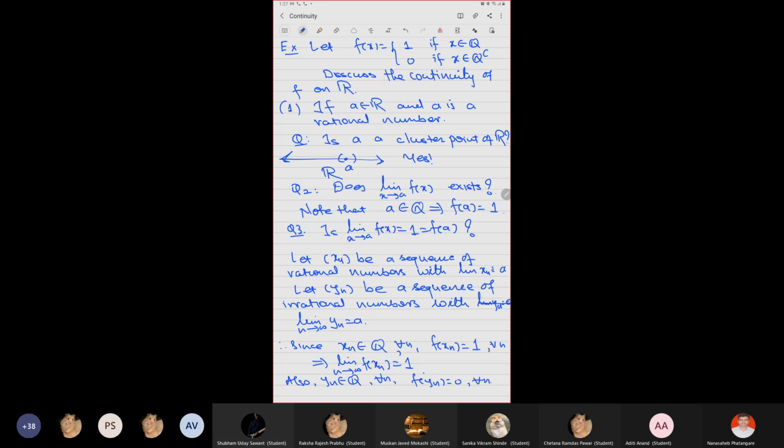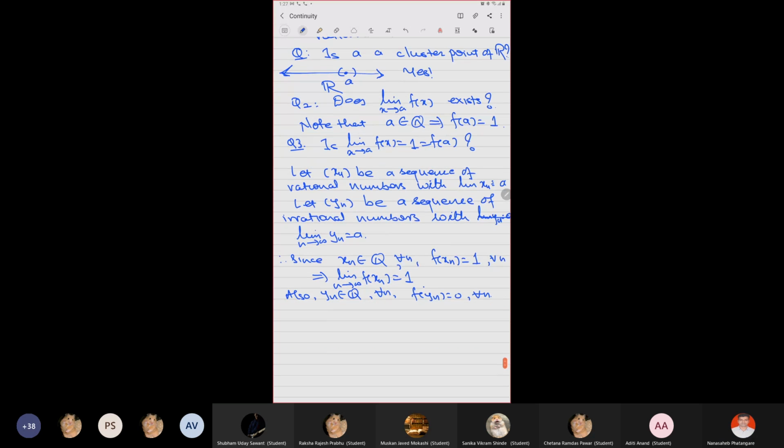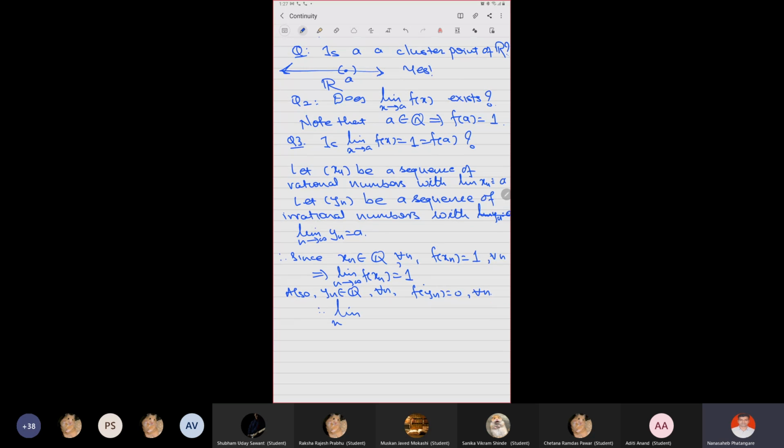So therefore, what is the limit as n tends to infinity of f of yn? It is 0, right? So what is the conclusion? Therefore, the limit of xn is a and the limit of yn is also a, but the limit of f of xn is not the same as the limit of f of yn.